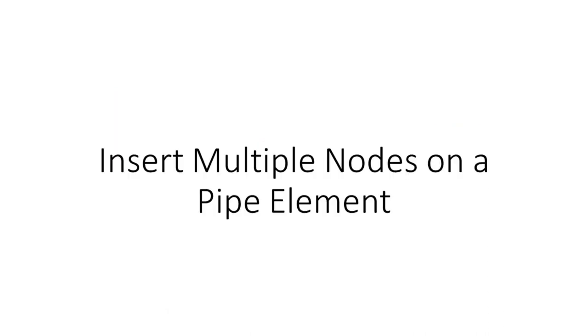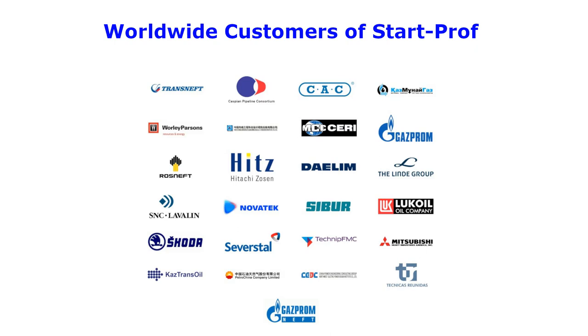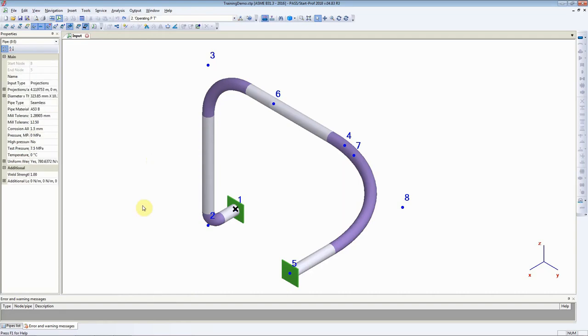In this video, we are going to see how to add multiple nodes on a pipe element. Let's assume that we would like to add 3 node points to this element 2 to 3. To add multiple nodes to an element, we need to select that element first as we did here.